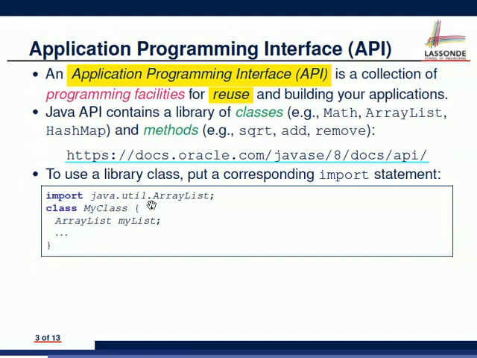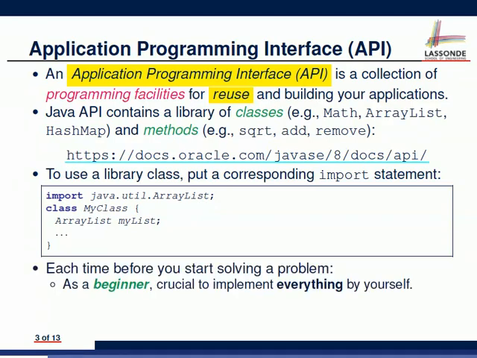java.util.ArrayList. So this is the class I'm trying to use, called ArrayList, which belongs to the utilities package in Java. And then in my class, I can define an attribute called myList of type ArrayList. If you leave out the first line, there's going to be a compile-time error because you haven't imported that yet. That's just one example. Make sure for every library class that you use, you import it.